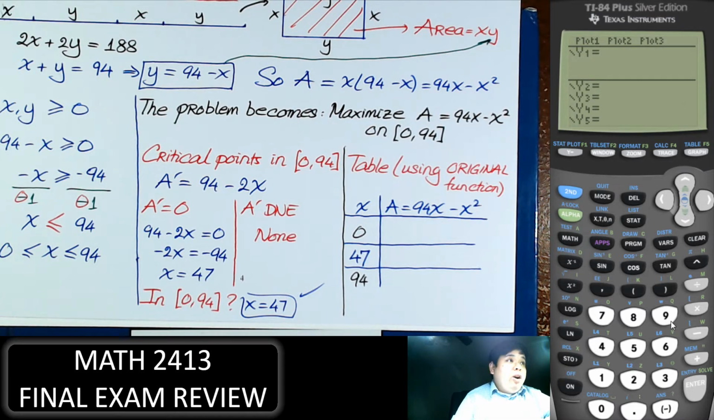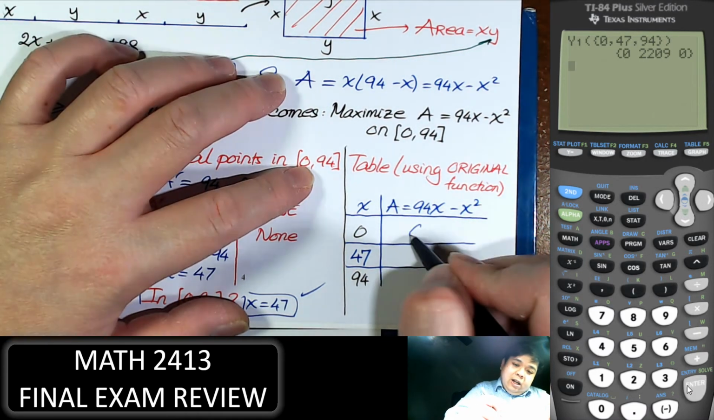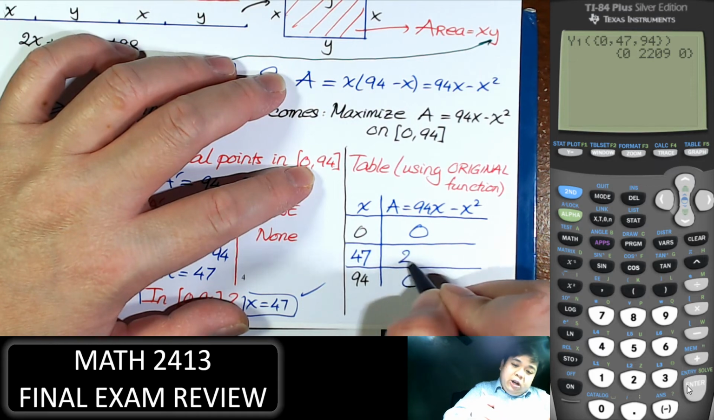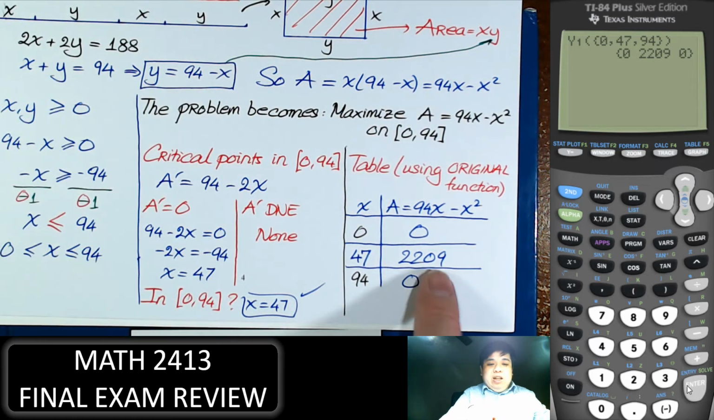Actually it's simple enough, but I just want to review. There's a lot of different ways to do this. So enter that in y1, and now we evaluate y1 at those points: 0, 47, 94. So 0, 2209, 0, and of course this has to be the maximum.